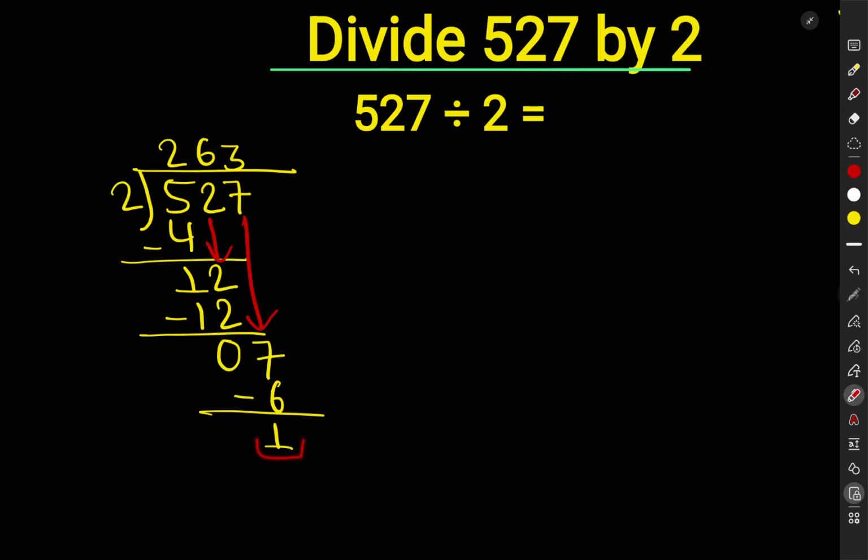So now this 1 is less than 2 and there is no other number to put down. So we take a decimal here, so that we put 0. So it is 10 and 2 times 5 means 10. On subtracting, we get 0.